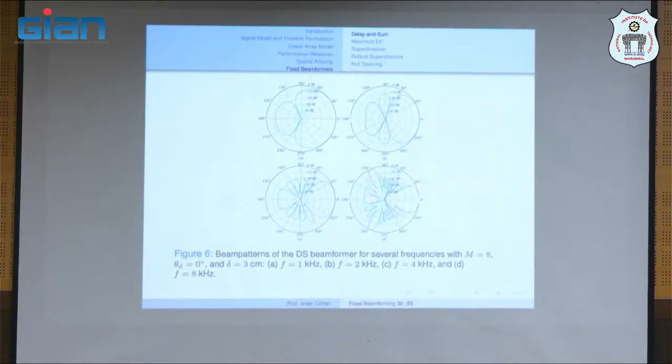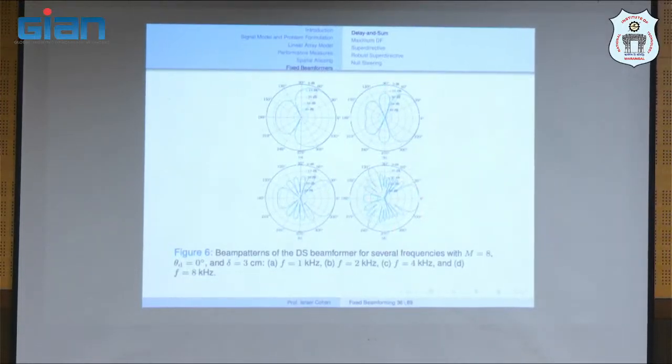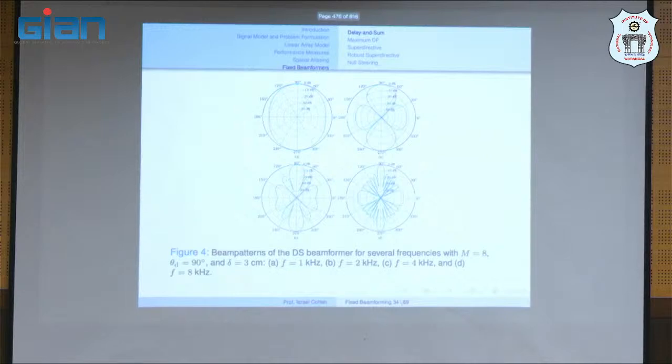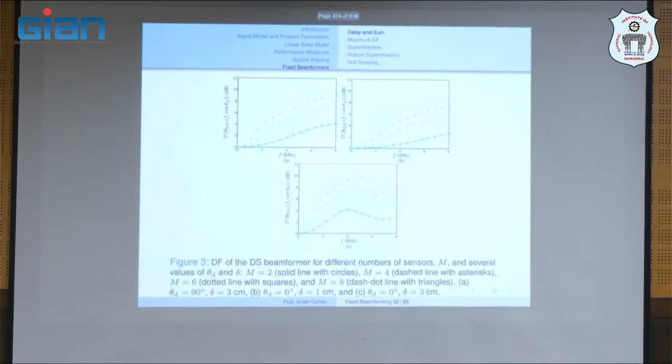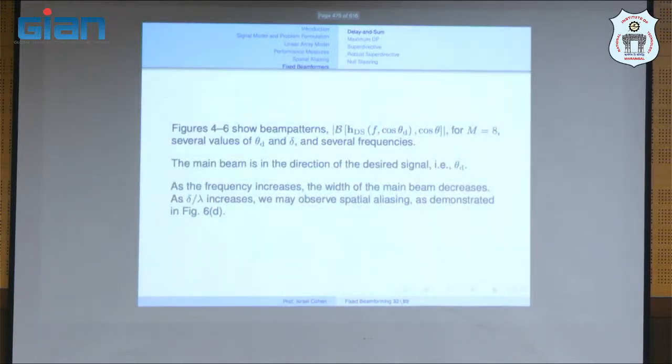So this aliasing for high frequencies, we see it also in the directivity, what we saw before. Here, you see? For the third case, up to 4 kilohertz, we don't have aliasing. And afterwards, we have aliasing. So the side lobes start to grow, and then we have a decrease. Any questions? Okay.